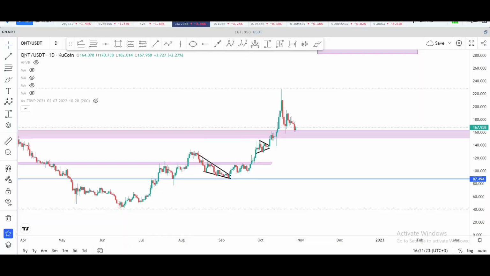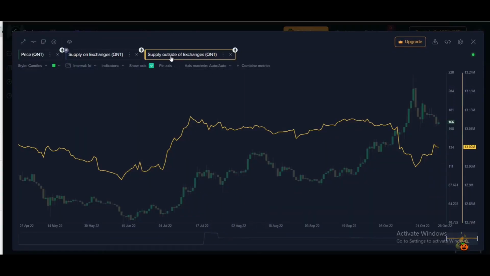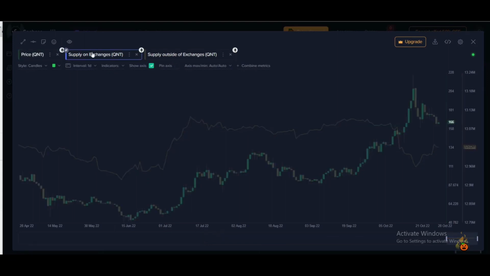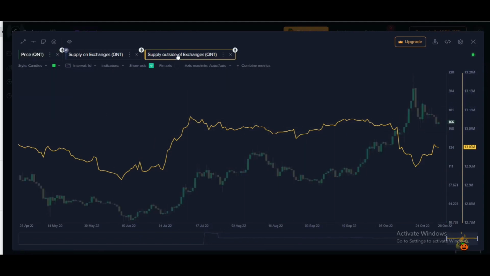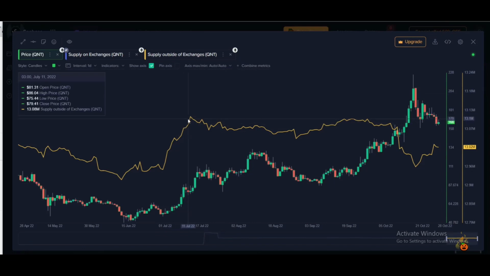When you take a look at some on-chain metrics, for example the supply outside of exchanges of Quant coins, as well as the price here, you can see that the price is going up right here, and you can also see supply outside of exchanges increasing. Basically, supply outside of exchanges is the supply being accumulated outside of exchanges, maybe on cold storage, right? So when you see this metric increasing, it means that there is accumulation.